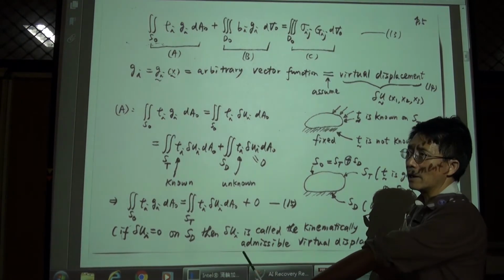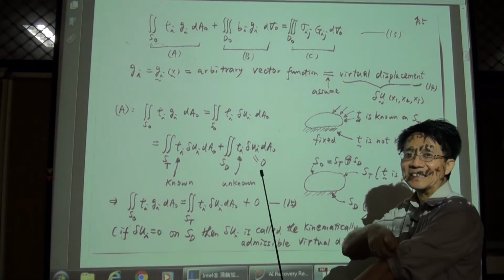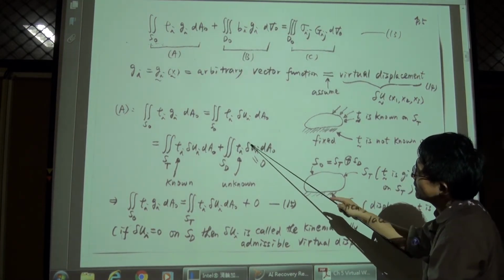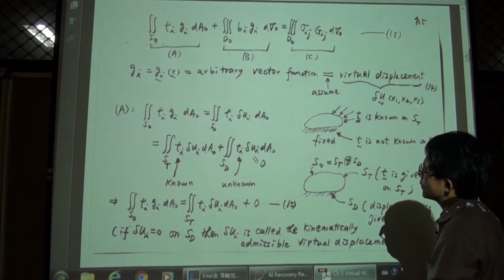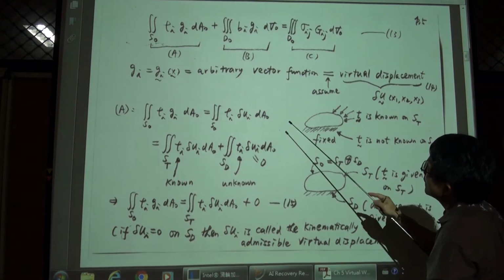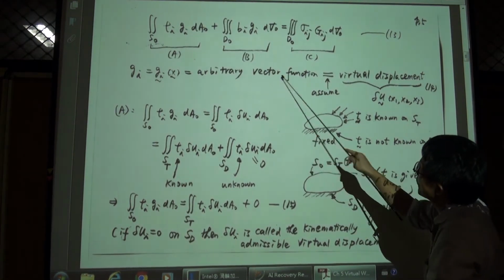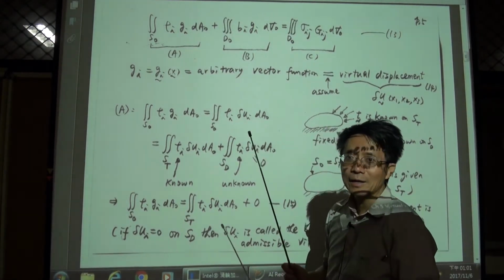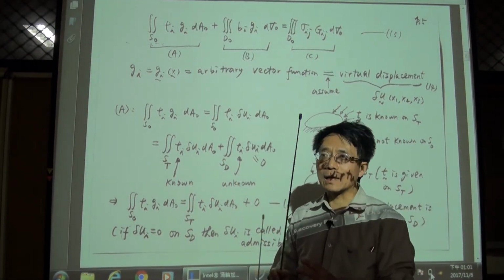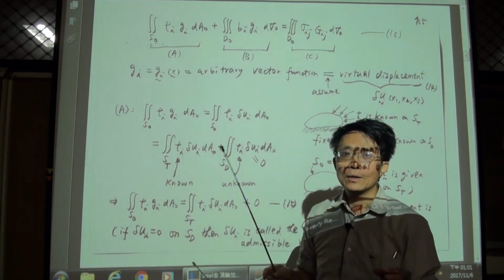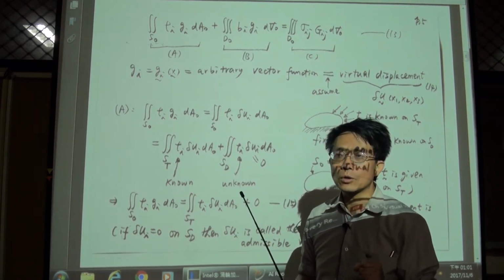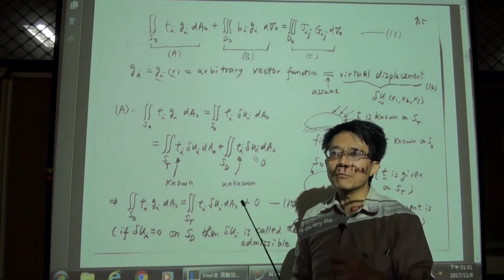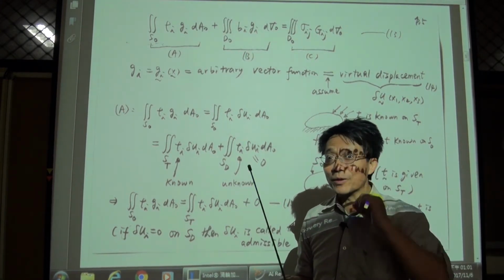So we have a dirty trick. What is the dirty trick? This is the virtual displacement, and the virtual displacement is an arbitrary vector function. Delta ui is arbitrary, so there are a lot of degrees of freedom. We can choose anything. Since we have so many degrees of freedom, why don't we make use of some of them?